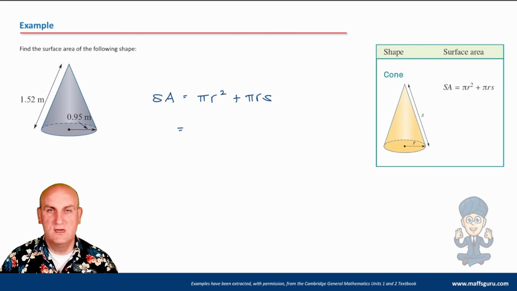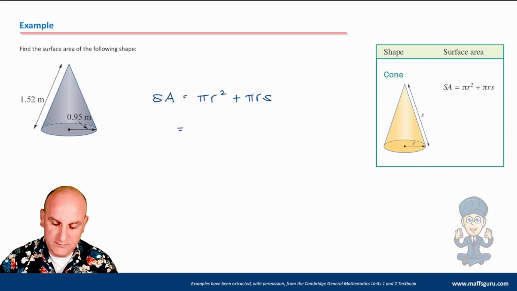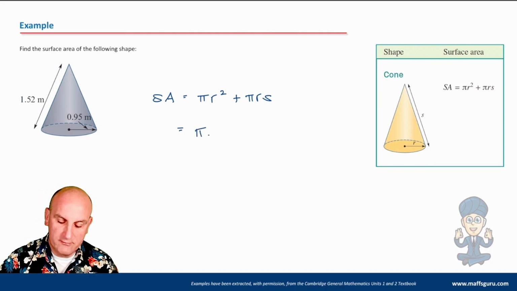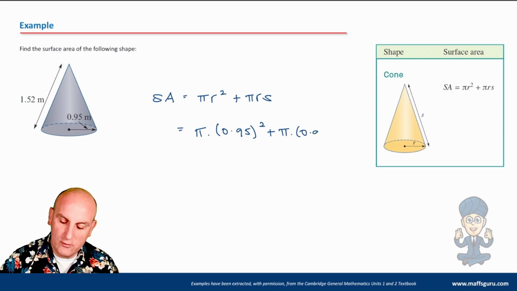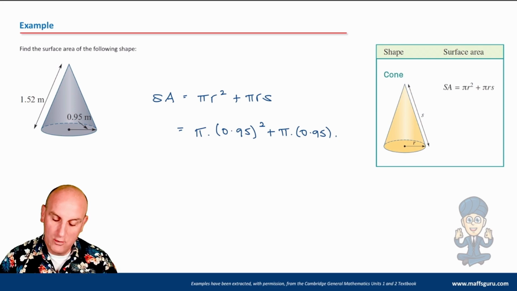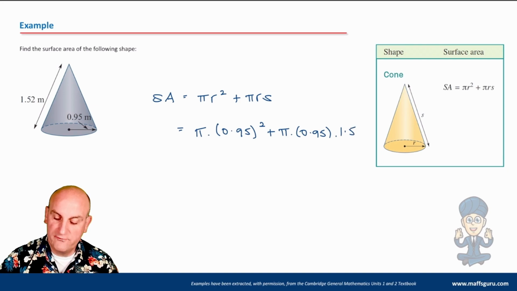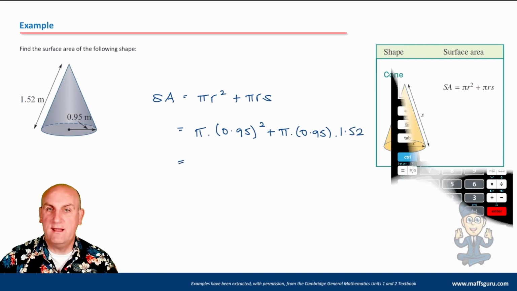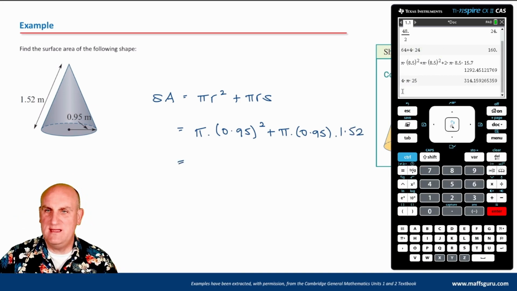What does that stand for? Slant length. Yes. Right, so we've got pi times my radius squared of 0.95 squared plus pi times my radius of 0.95, and I'm putting them in brackets here just to make it look a little bit easier. So I know that that's 0.95, and what do I want? S is my slant length of 1.52. Fire up my calculator again, because I can't do that in my head.